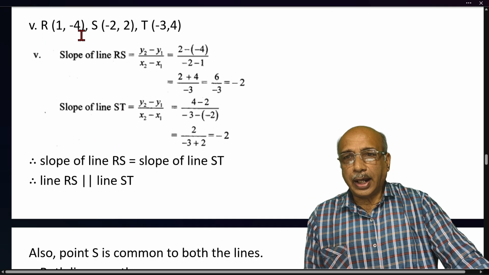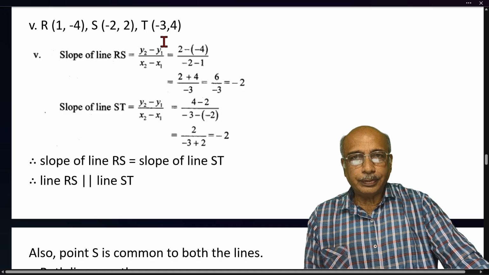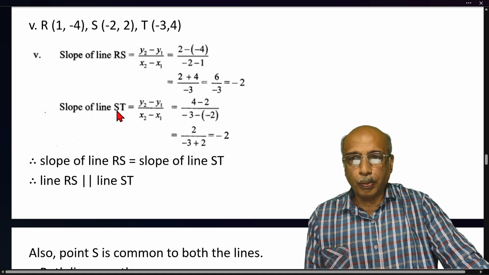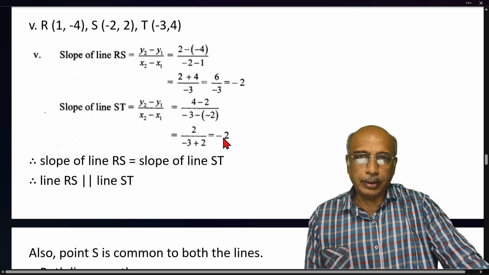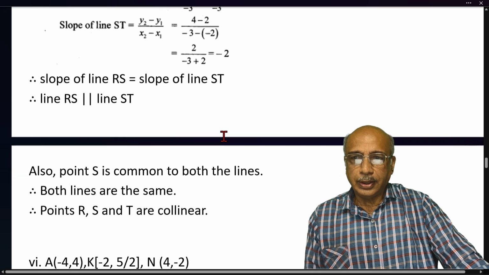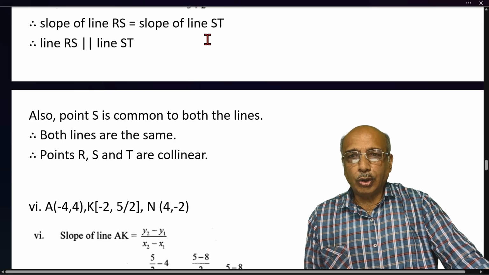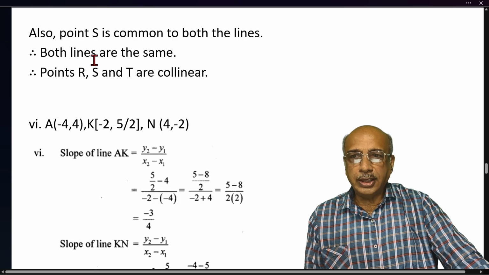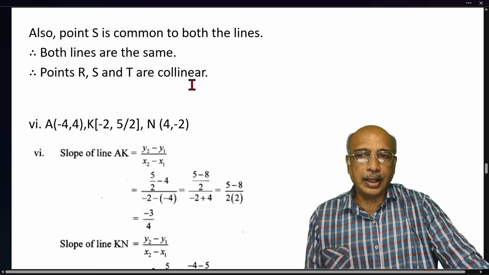Here the points R, S and T are given with coordinates. You know how to find the slope of line RS. By substituting the values, you will get minus 2. Slope of line ST, you will get again minus 2. Therefore, slope of line RS equals slope of line ST. Therefore, line RS is parallel to ST. Also, point S is common to both the lines. Both lines are the same. Therefore, points R, S and T are collinear.